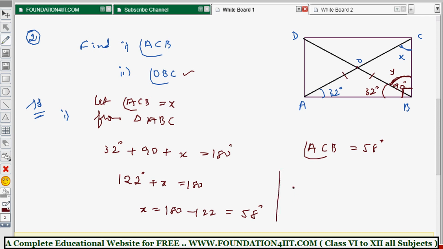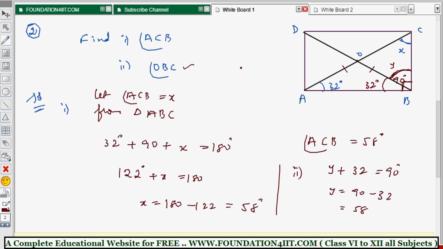So to prove the second one, Y plus 32 is equal to 90 degrees. Then Y is equal to 90 minus 32. 90 minus 32 is again 58. That is angle OBC. OBC is equal to 58 degrees.